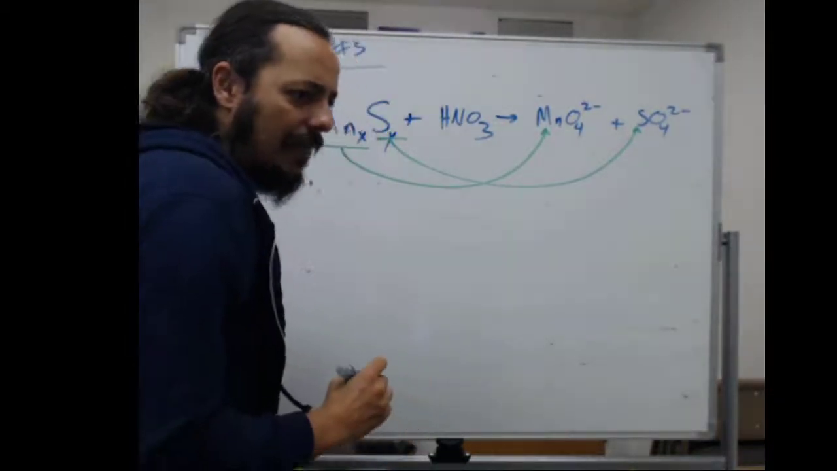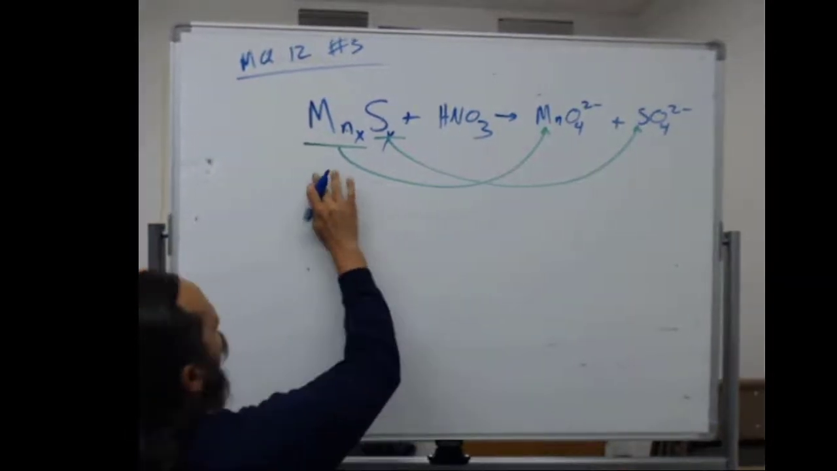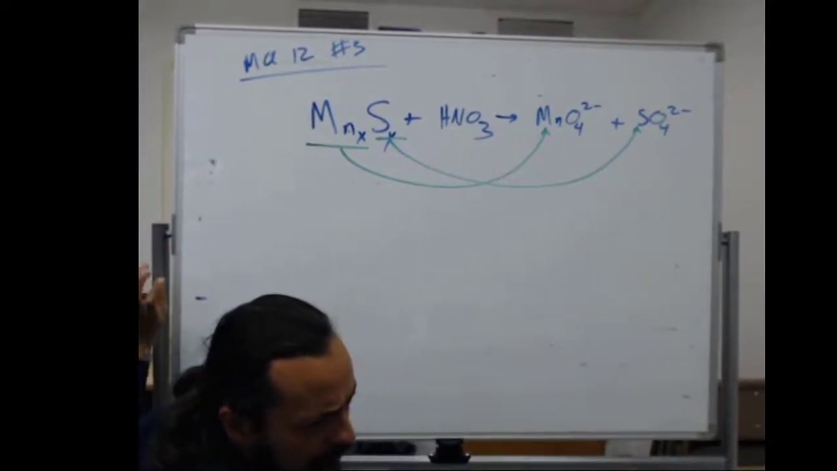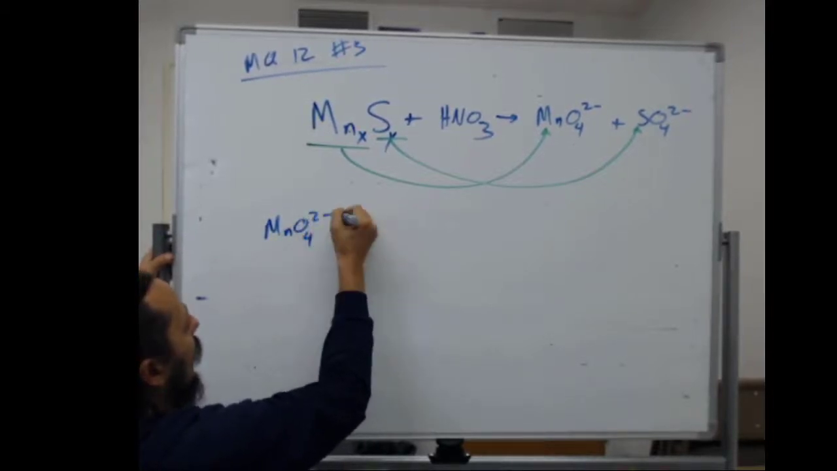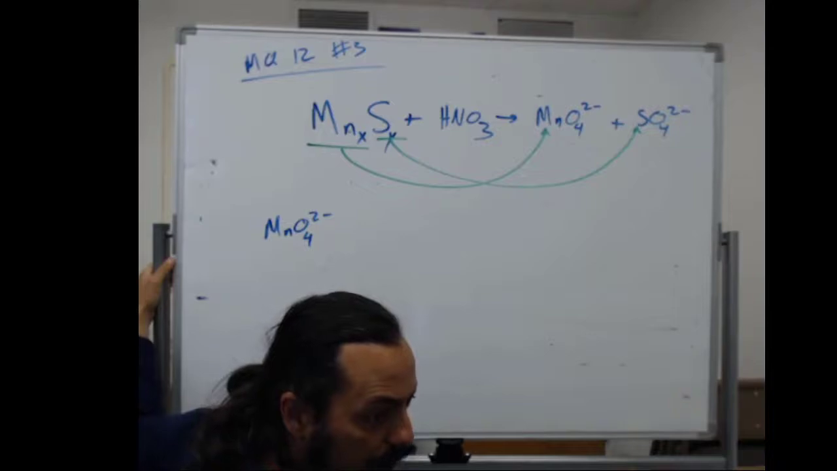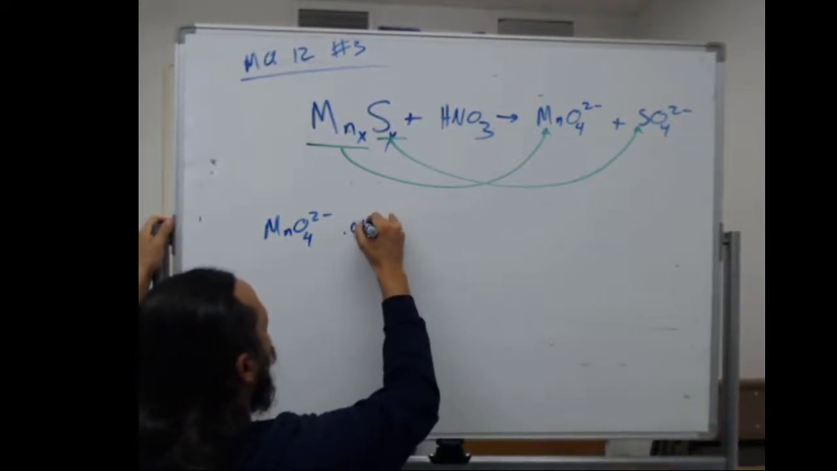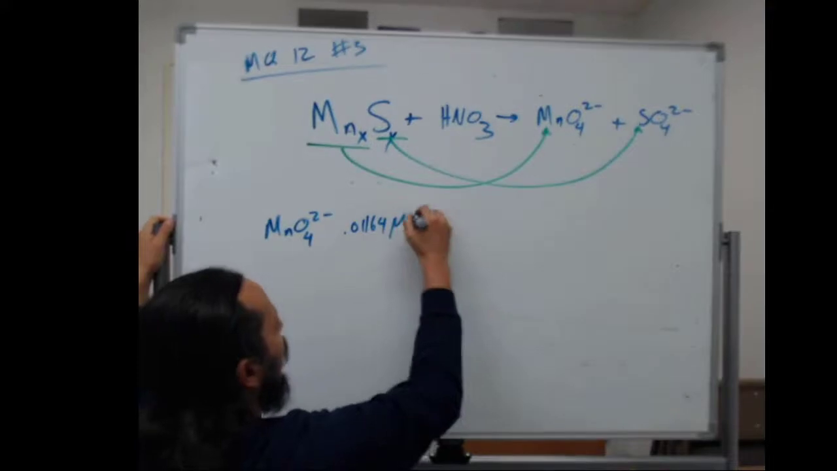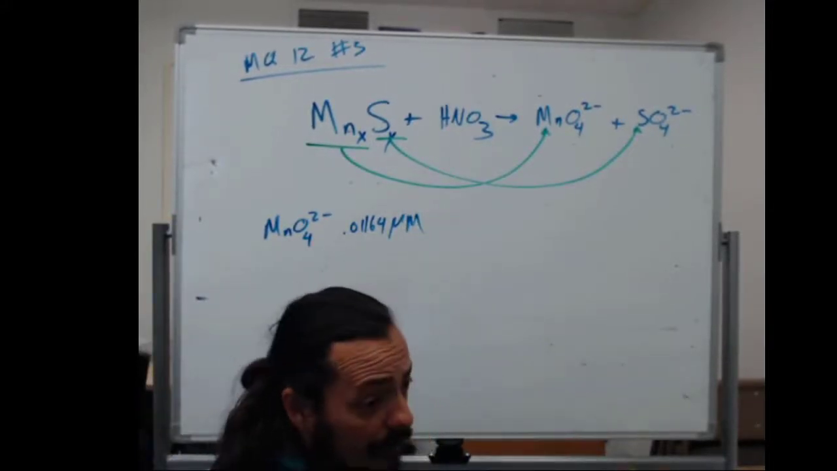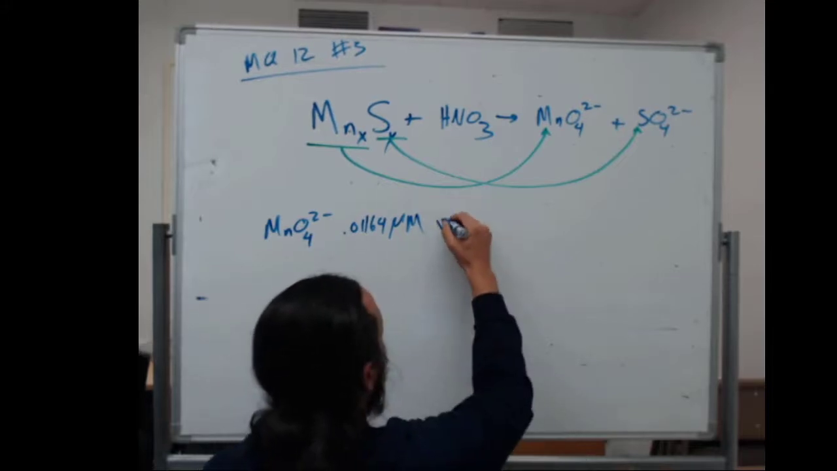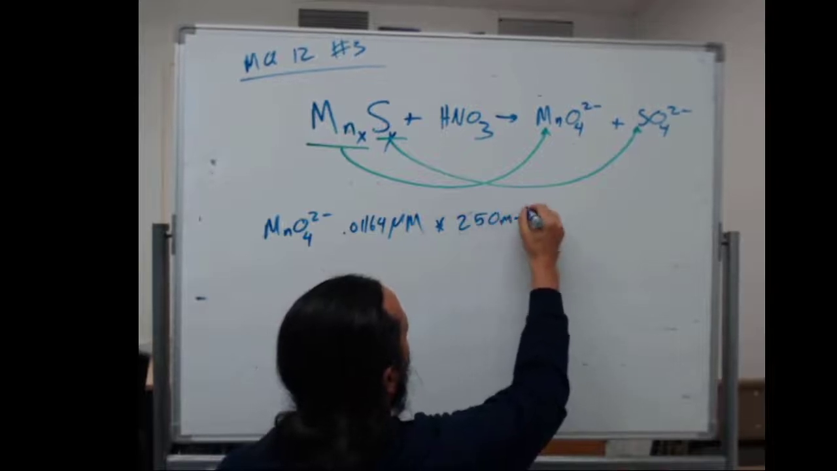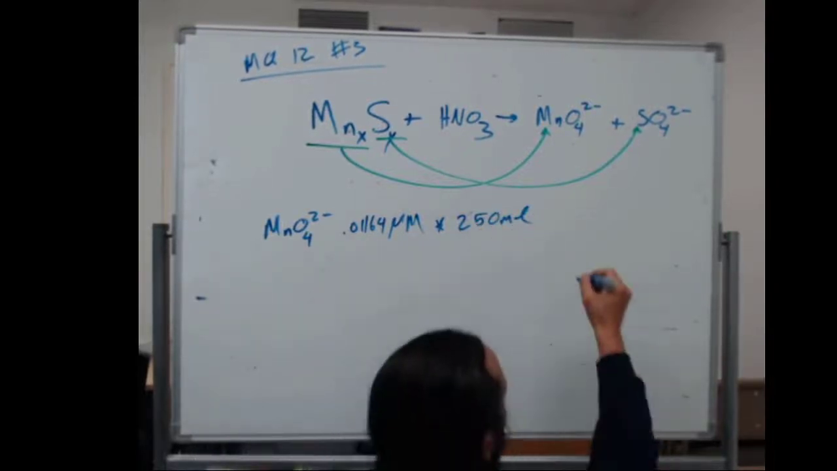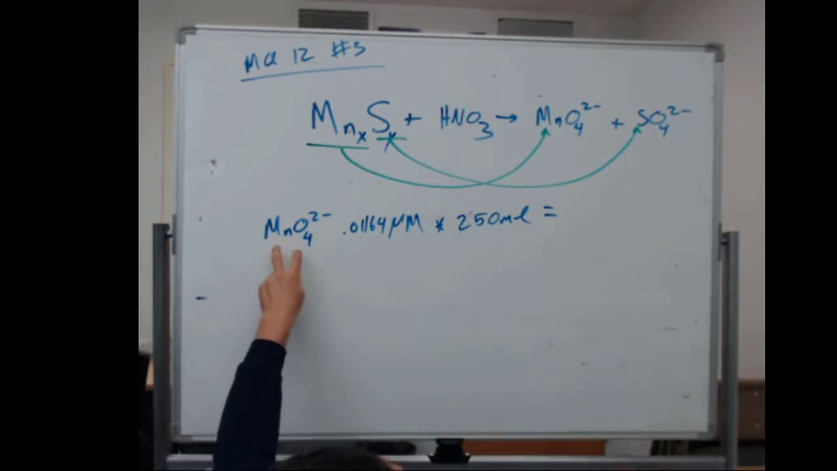So let's go ahead and think about the two things we know. We know the concentration of permanganate, and again, my numbers might not be the same as yours, so make sure you're using your numbers. It has a concentration for me of 0.01164 micromolar. And we also know that it was in a solution that was 250 milliliters. Concentration times volume is going to give us moles of permanganate.